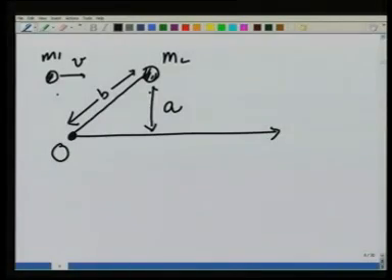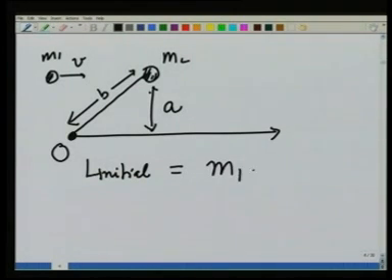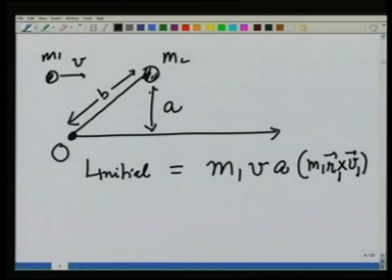So, L initial, by definition of L, is going to be, m2 is not moving, so it does not contribute, only m1 v times a. You can check for yourself, this is equivalent to m1 r1, where r1 is a vector describing the position of particle 1, cross v1, and the direction is going to be into the page.